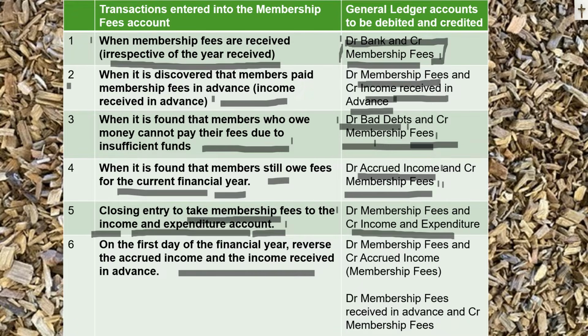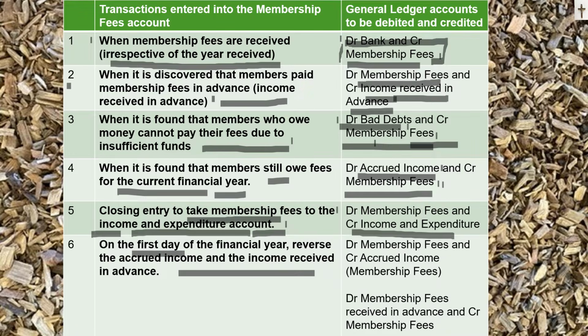On the last day of the financial year, reverse the accrued income and the income received in advance. Okay, I said on the last day. On the first day of the current financial year, we must reverse the accrued income and the income received in advance. Those were adjustments that we made last year on the last day of the financial year in order to truly reflect the income of membership fees for that year. But when we start the new year, the adjustments from the previous year need to be reversed because they relate to the year that we are now in.